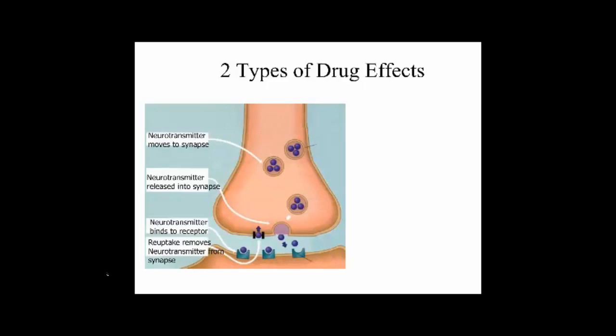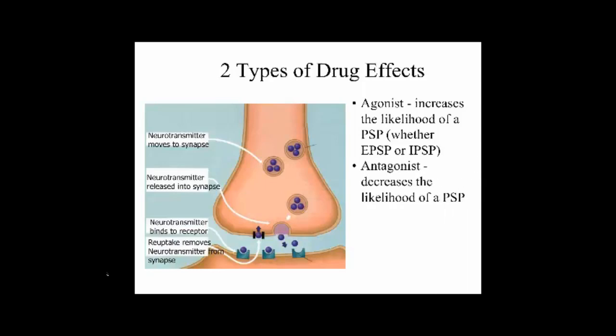First is agonistic. Agonist increases the likelihood of a postsynaptic potential. It doesn't matter if it's excitatory or inhibitory. As long as a postsynaptic potential is going to occur, we consider it an agonist. How that happens, I'll tell you next. After we talk about antagonist, antagonist decreases the likelihood of a postsynaptic potential. Agonist increases, antagonist decreases. How does this happen?